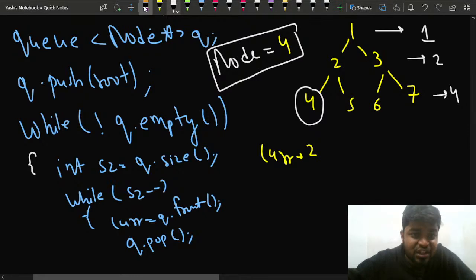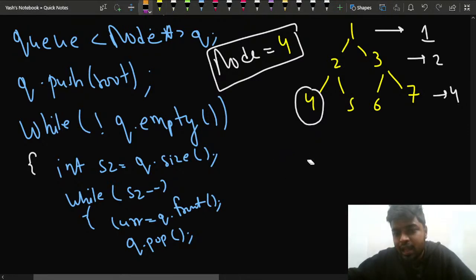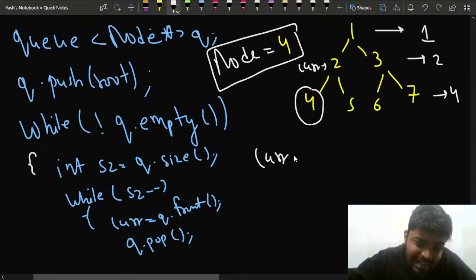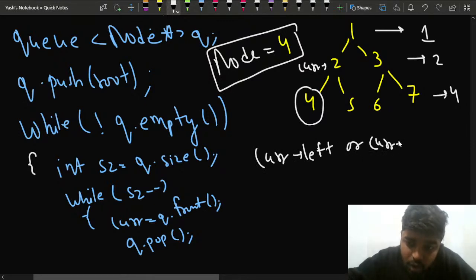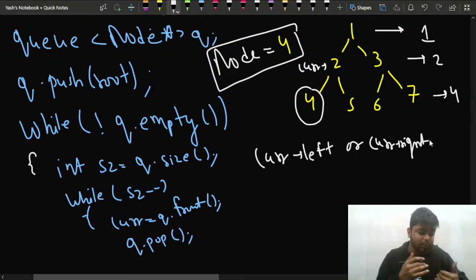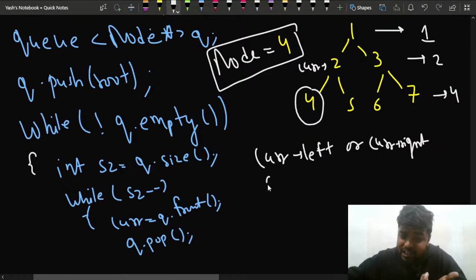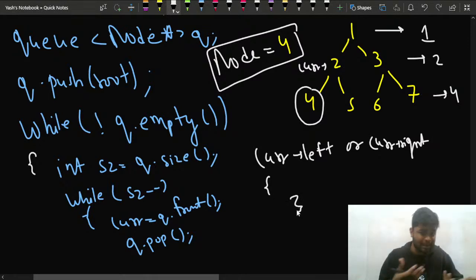So if I am at the current node, currently you can say 2, and its left child or its right child are the ones for which I want to find the cousins, then I'll not be pushing the children of current because they will be siblings. So I will not push them.